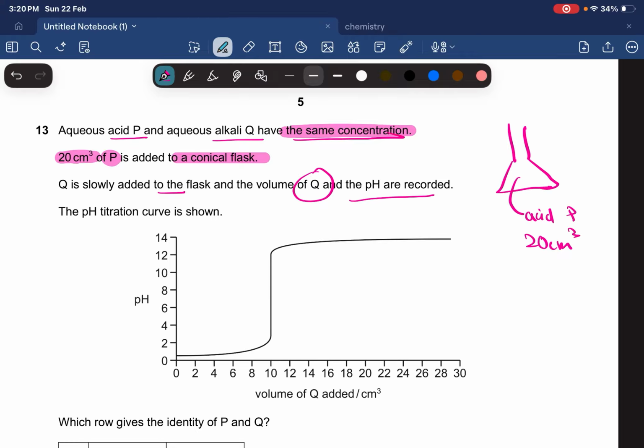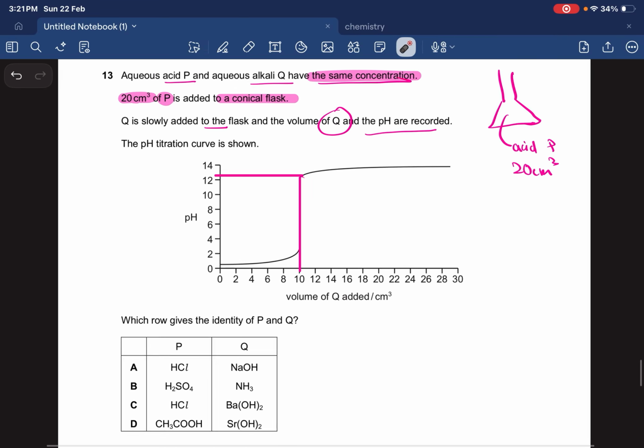How much volume of Q did I add? The pH is this, and the volume of Q is basically this. So exactly at 10, my Q neutralized my 20 cm³ of acid P. Q is an alkali. Q is going to have more OH⁻ ions in the same concentration.